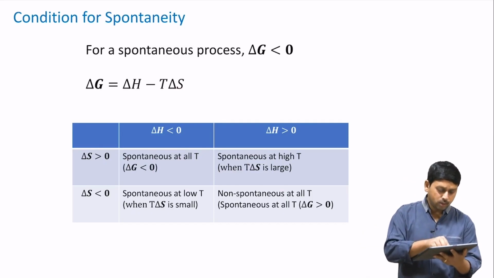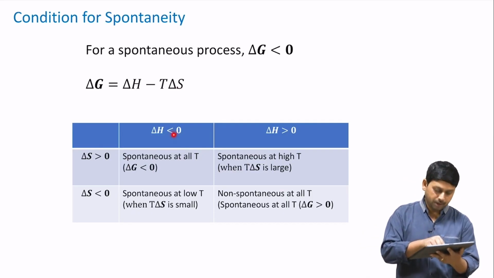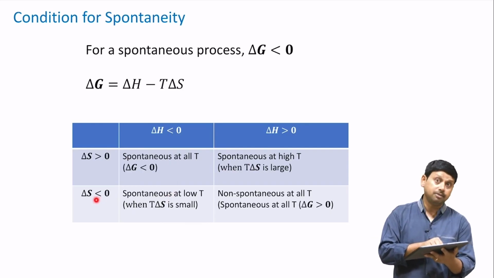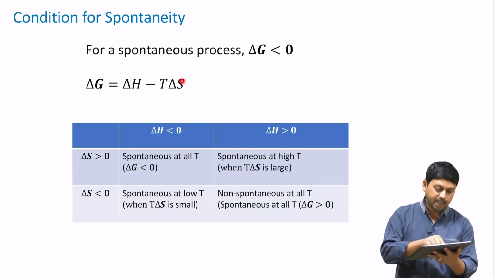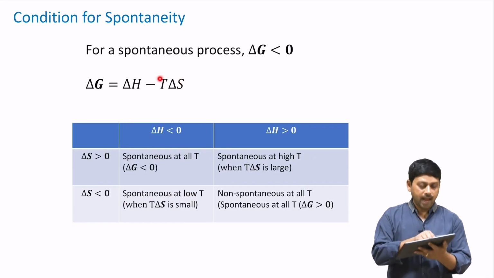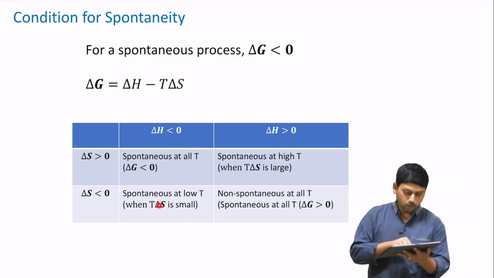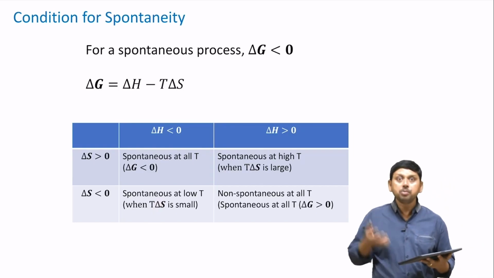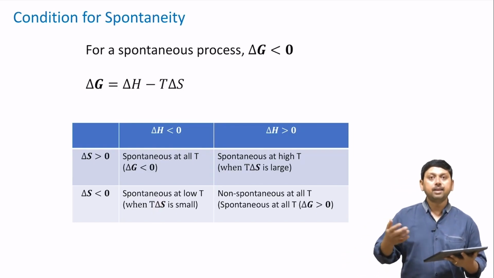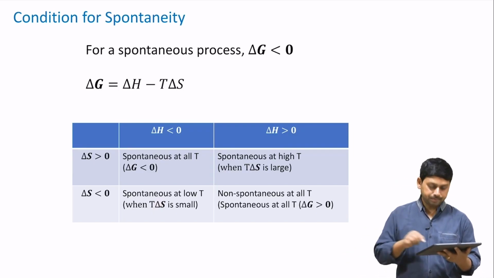Now let us look at delta H negative, which is favorable, and delta S negative, which is unfavorable. In that case, since entropy is unfavorable, it is spontaneous only at a low temperature, because then the unfavorable part will be smaller and the favorable part larger. At a high temperature, the entropy contribution will come in and the process will become unfavorable.